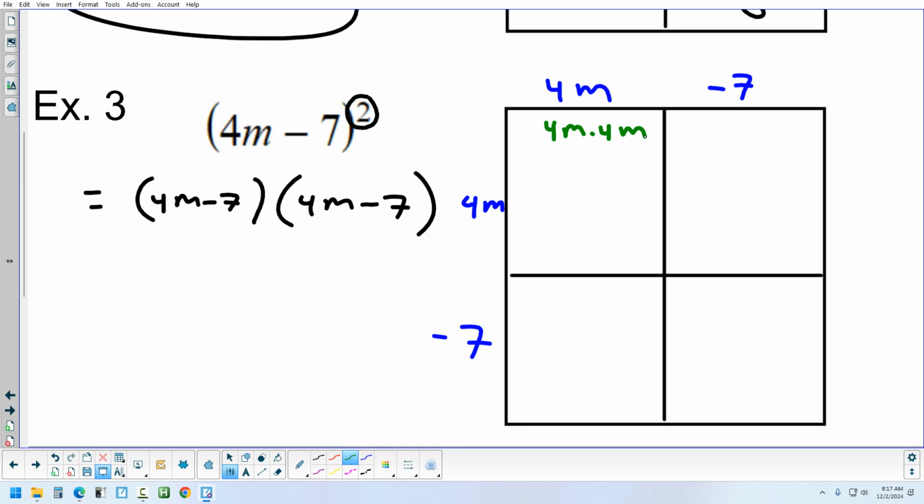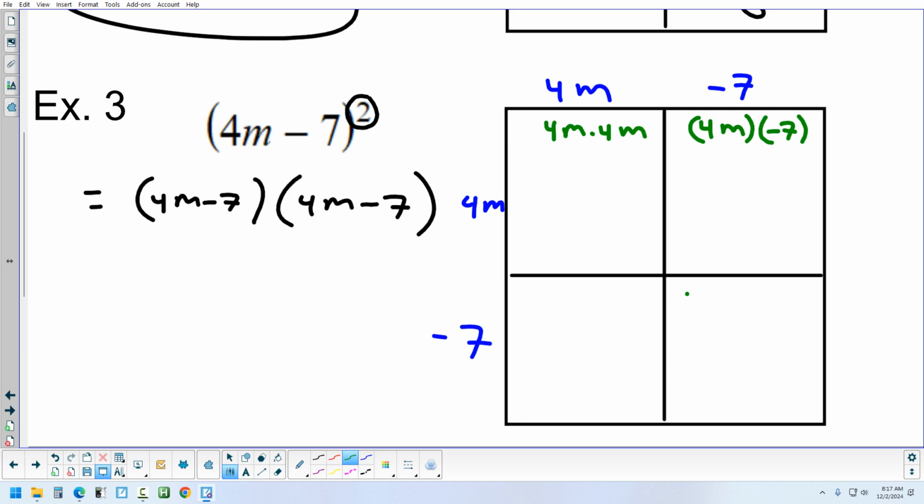How about, Ryan, what's going to go in the upper right box? Negative 28. Yeah, can you tell me what you do to get that? 4m times negative 7. Yep, 4m times negative 7, and what you said is perfect. I'm just going to write that in the next step. Okay, Brady, how about the lower left box? What are the two things we're going to multiply there? Negative 7.